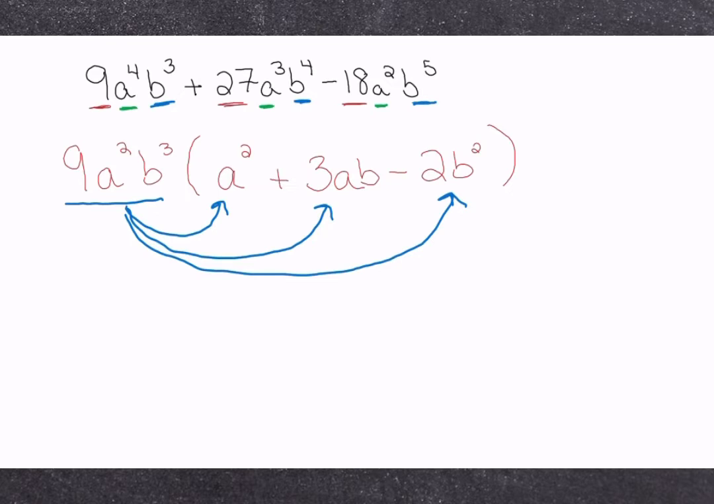A squared times A is A to the third. And then B to the third times B is B to the fourth. And then the last term is minus 18 A squared, and then I have B to the fifth. So it all checks out.